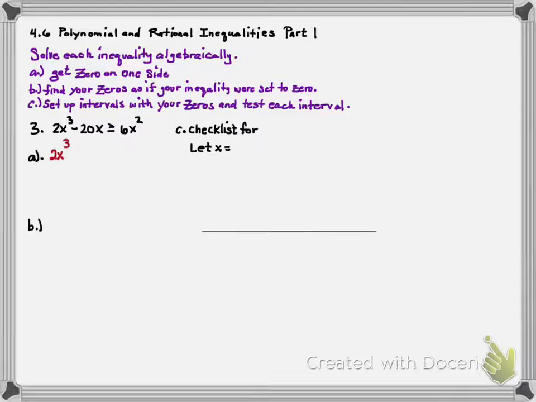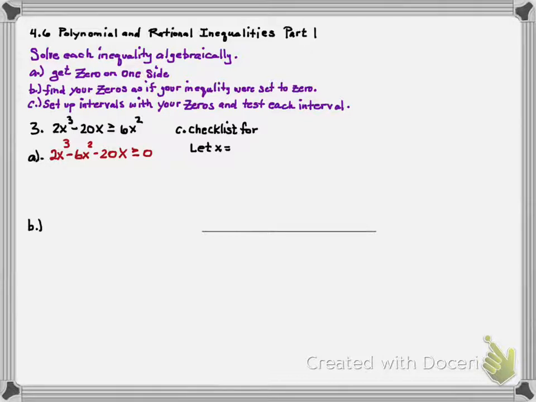I'm going to subtract 6x squared. That's going to go next. And then I'm going to put my minus 20x next to that. Again, my powers are written in descending order, and I'm going to set that greater than or equal to 0. All right, I'm going to factor this.